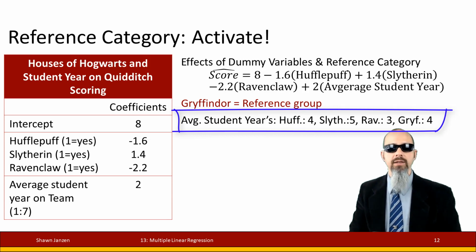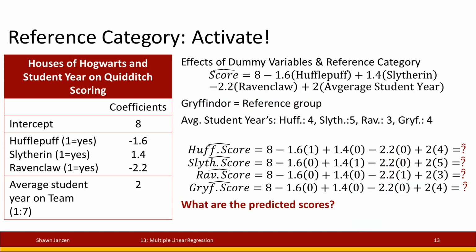So let's go ahead and see how these might plug in. Well, I'm going to create 4 different regression equations, 1 for each of the 4 houses. They share a common regression intercept. In this case, I'm putting in the dummies for all the houses together, and then I'm going to put in the coefficient for the average student years on the team. Then for each regression equation, I will put in the values that correspond for that particular house.